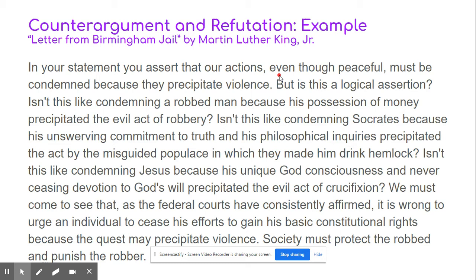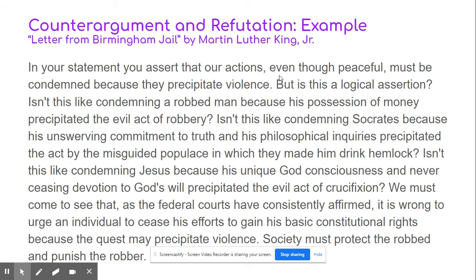Isn't this like condemning a robbed man because his possession of money precipitated the evil act of robbery? Isn't this like condemning Socrates because his unswerving commitment to truth and his philosophical inquiries precipitated the act by the misguided populace in which they made him drink hemlock, which is a form of poison? Isn't this like condemning Jesus because his unique God consciousness and never ceasing devotion to God's will precipitated the evil act of crucifixion? We must come to see that, as the federal courts have consistently affirmed, it is wrong to urge an individual to cease his efforts to gain his basic constitutional rights because the quest may precipitate violence. Society must protect the robbed and punish the robber.